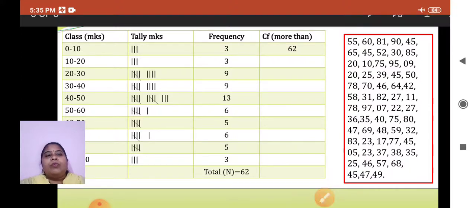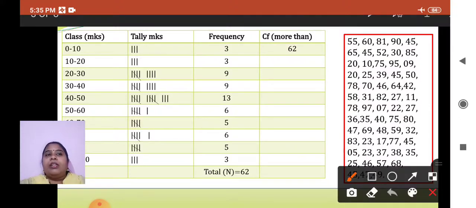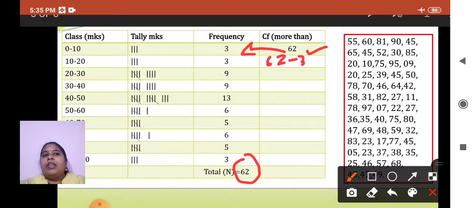Now we want to find the CF more than type. I hope you remember the total of frequency is given as 62. That is always written as the first value. How do I get the remaining values? The method is 62 minus 3. So I will do 62 minus 3. That is nothing but 59. This is the way I will keep subtracting and getting the values.